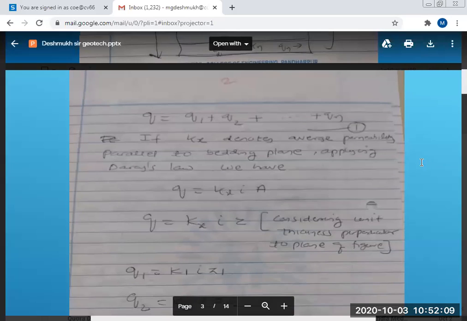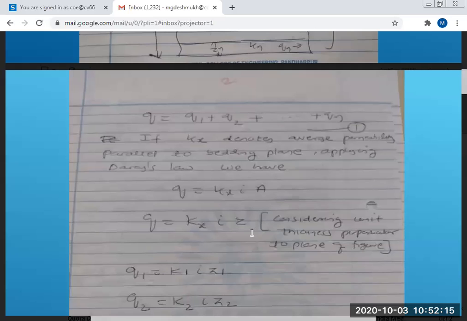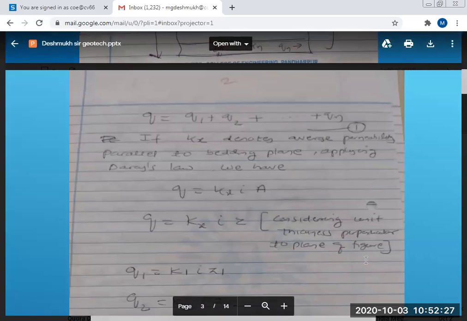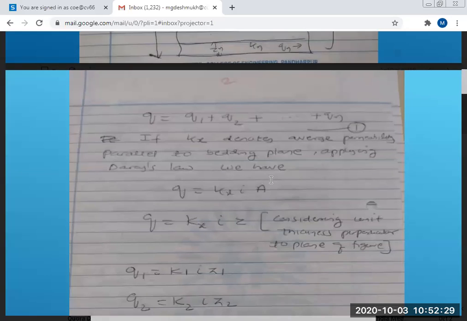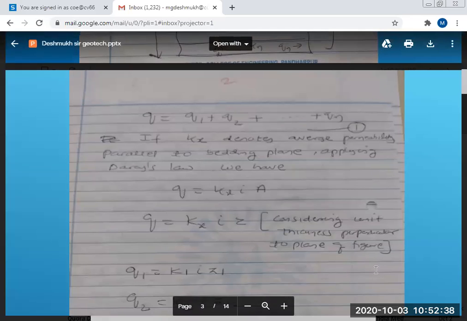But in our case, instead of area, we have taken Z, because area is equal to length into breadth. So length we are taking as Z, and breadth we take as 1, considering unit thickness perpendicular to the plane of the figure. So instead of A we write Z, and the equation you get is Q is equal to KXIZ.